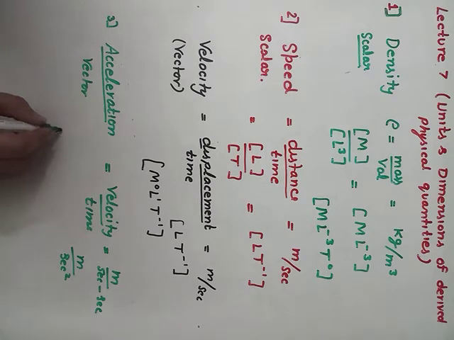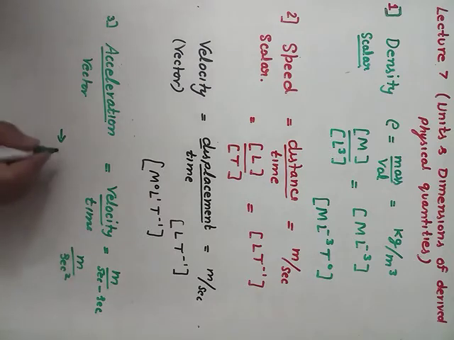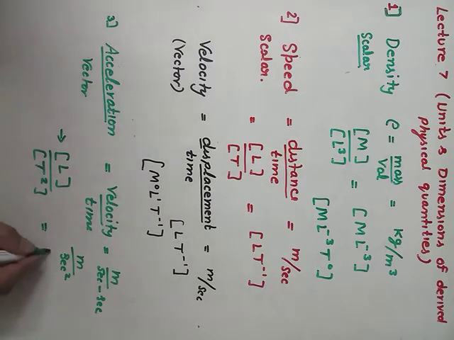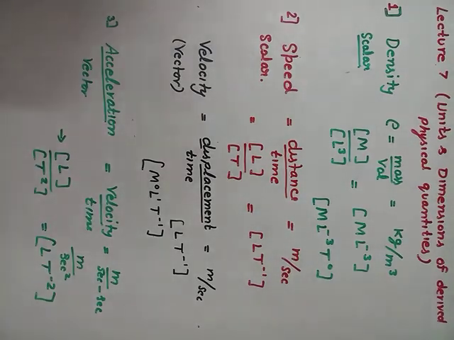And about its dimension, meter is not M; the dimension of meter is measured in terms of L, and second square is T2. Therefore, its dimension will be LT^-2. This is the dimension of acceleration. In this way, students, if you know the formula, then you can easily calculate dimensions of any physical quantity.